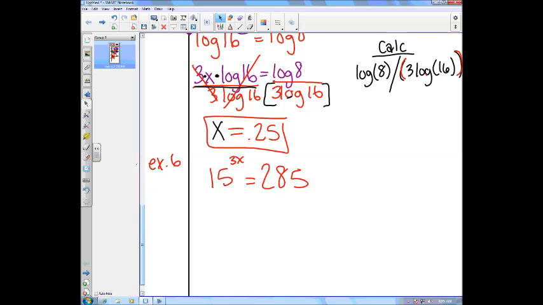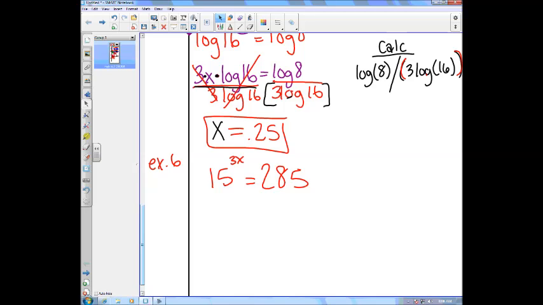Is that a 2 or a 7? I think you typed this in wrong. I think that's supposed to be a 5. Don't we have your 15 there? So you need log 285 on top. Yeah, you changed it to 5 for some reason. That should be 285. Okay.